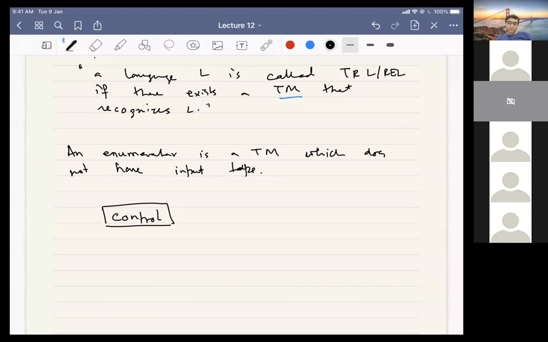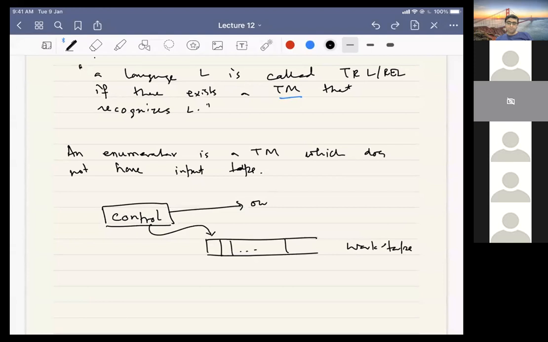It has one tape, which we call the work tape. It has a control to the work tape. And it has, some authors call it another tape, or we call it the output tape, or some people call it a printer. So an enumerator is a special Turing machine which does not have any input tape, because there is no input.